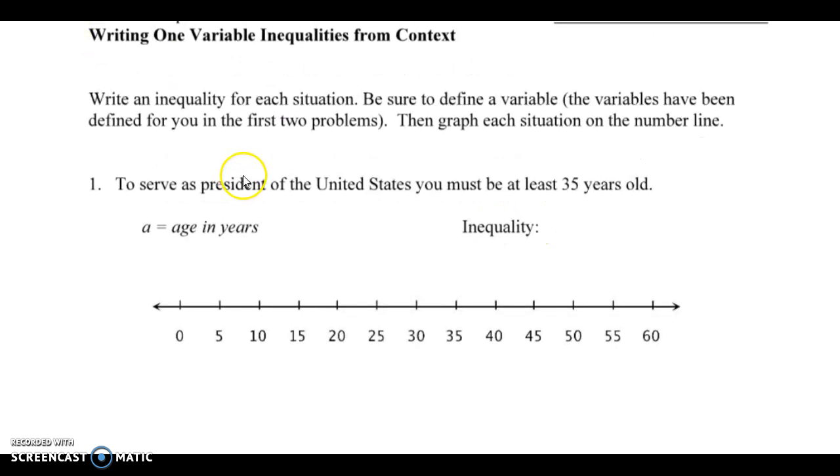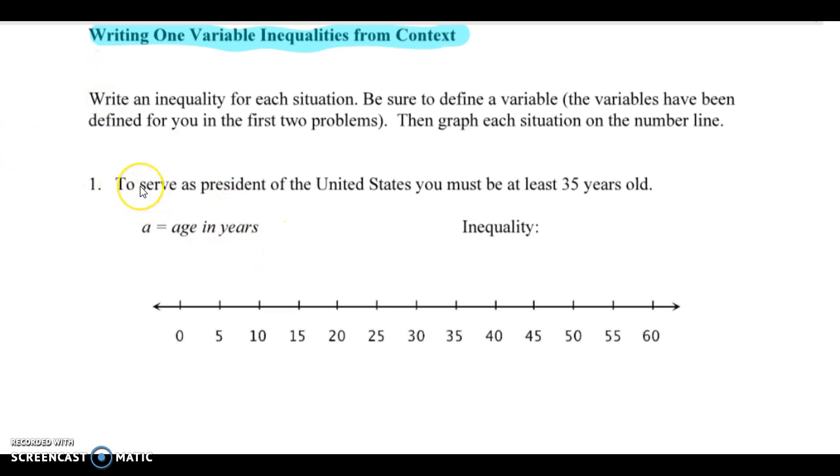Let's go on to the next page. So we're on page 4 now, and we're going to be writing one variable inequalities from context. So basically we're going to be looking at a situation, and we're going to be writing an inequality, and then we're going to be graphing it. We need to define a variable. So in example 1, our variable is already defined. So let's take a look at example number 1.